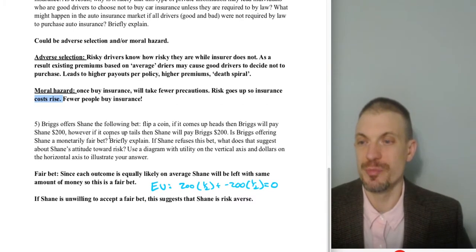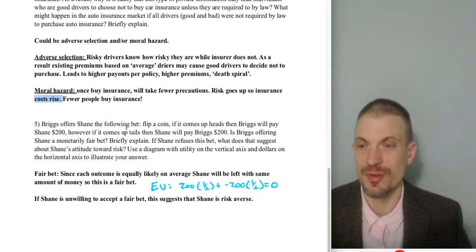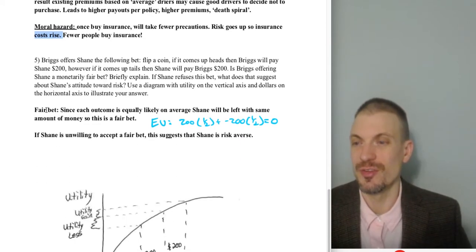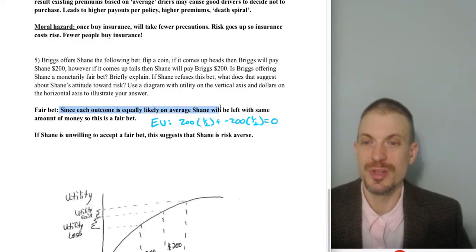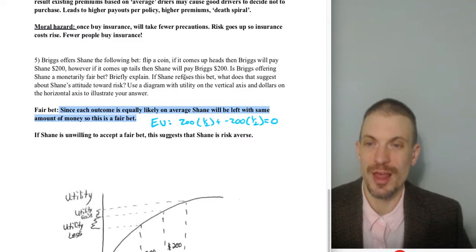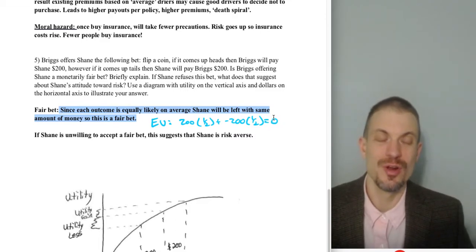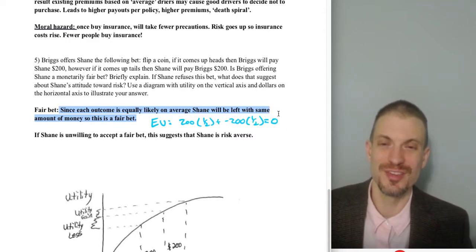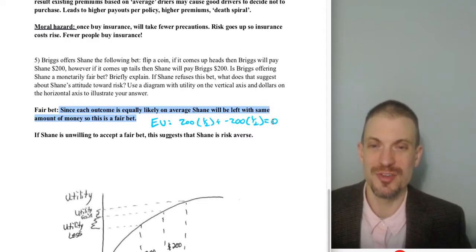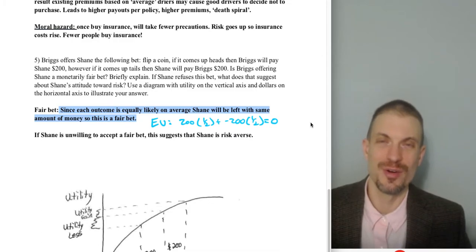All right, and the last one, Briggs is offering Shane this fair bet. Indeed, it is a fair bet. Since the outcome is equally likely, on average Shane will be left with the same amount of money. So the expected value is gain $200 50% of the time, lose $200 50% of the time. On average, the expected value is zero. Though, remember how expected values work. This is interesting. This is an average, this is in expectation. Never is there a situation where Shane is left with exactly zero. Shane is either left $200 ahead or $200 behind.